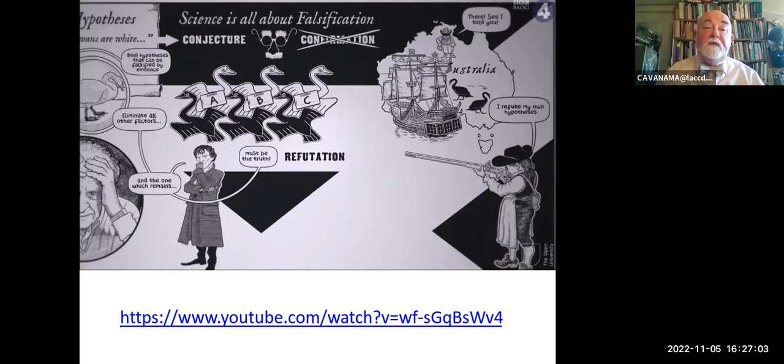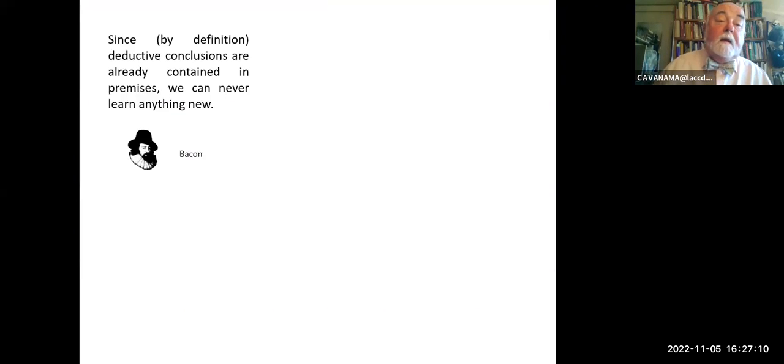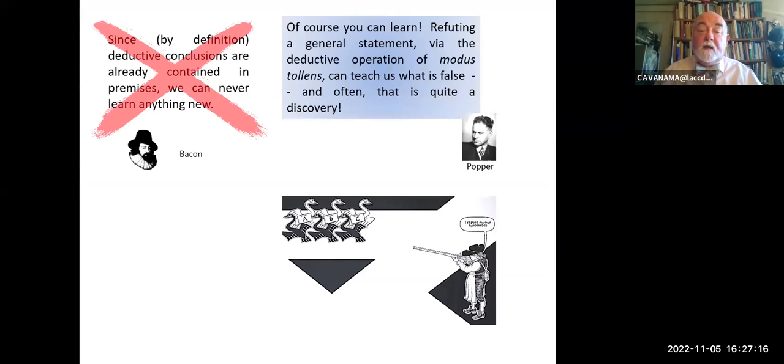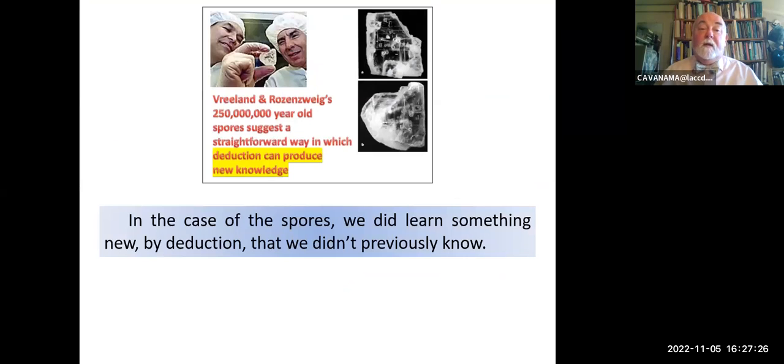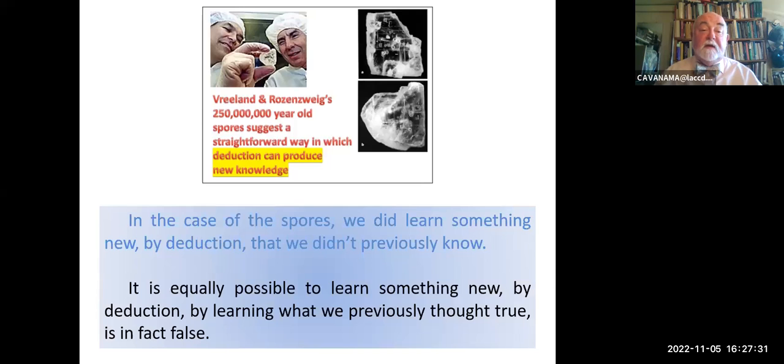Conjectures and refutations, looking for falsification rather than confirmation. Now, go back to Bacon. Since by definition, deductive conclusions are already contained in the premises, we can never learn anything new. Popper says, no, of course you can learn. If you refute a general statement, using modus tollens, for example, this can teach us what's false, and that's often a discovery. In the case of spores, we did learn something new by deduction that we didn't previously know.